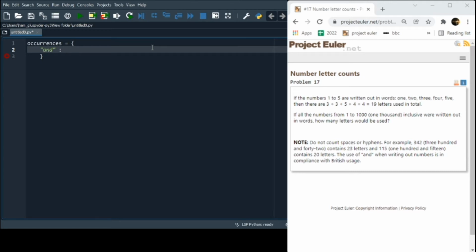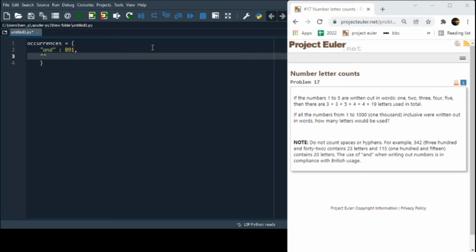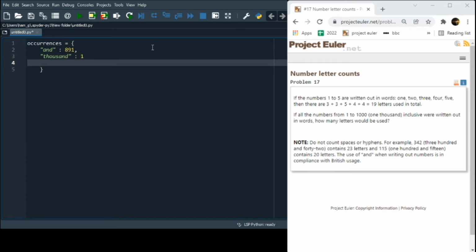It starts at 101 and finishes at 999, but it doesn't count if the number divides by 100. So it's just 100, 200, 300, 400, 500. So it's 99 times 9, which is 990 minus 99, that's 891. Then "one thousand" will only appear once because that's the very last number.